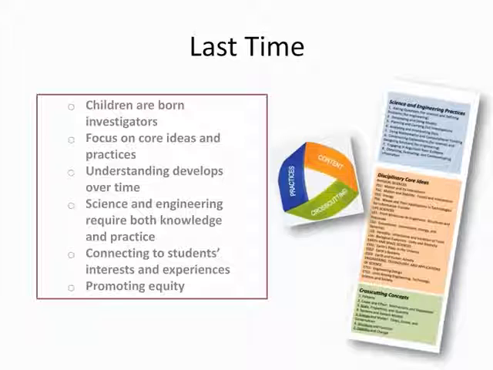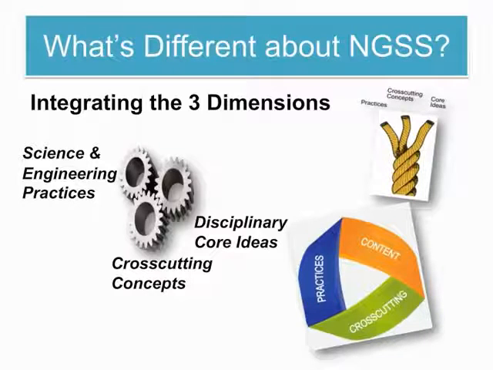Today, we're going to be zooming in on just one of those three dimensions, the science and engineering practices. As we talked about in the last module, the big innovation in the Next Generation Science Standards is the integration of the three dimensions that are laid out in the framework. So taking the science and engineering practices, the disciplinary core ideas, and the crosscutting concepts and creating performance expectations that have a little piece of each of those, that's the innovation.